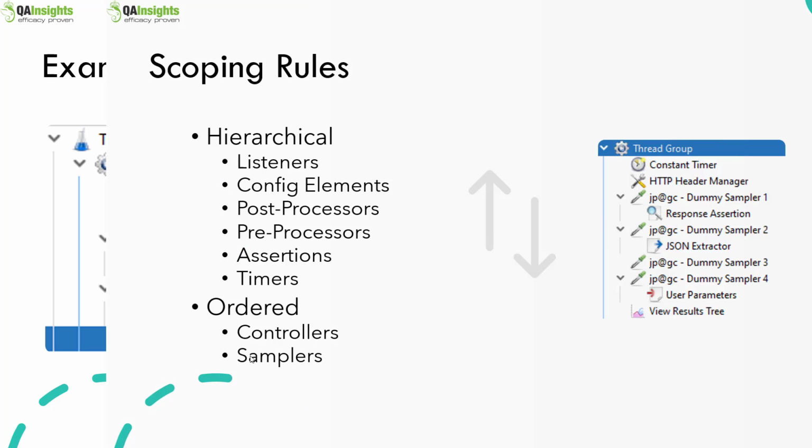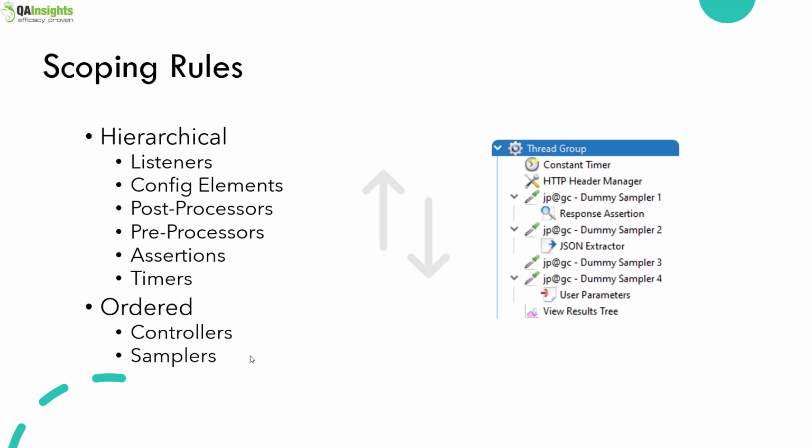Next, we are going to see about the scoping rules. In JMeter, there are two different types of scoping rules: hierarchical and ordered. Listeners, config elements, pre and post processors, assertions and timers fall under hierarchical, and controllers and samplers fall under ordered.